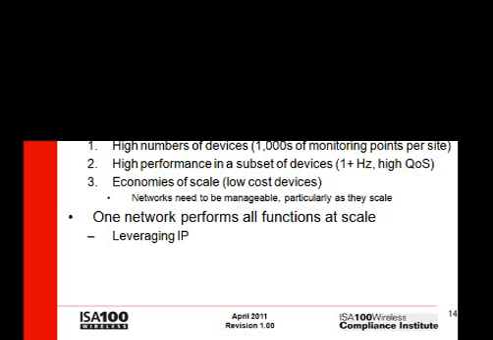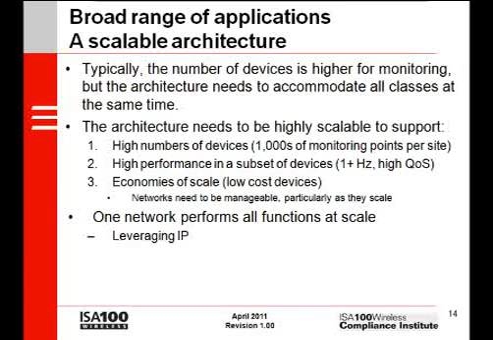Typically, it is expected that the number of devices will be higher for monitoring, but ISA100 needs to accommodate all usage classes at the same time. ISA100 is scalable, supporting high numbers of devices with potentially many thousands of monitoring points per site. ISA100 is scalable to support high performance in a subset of devices. Specifically, the standard anticipates devices that need to report at rates of 1 per second or faster with a high quality of service.